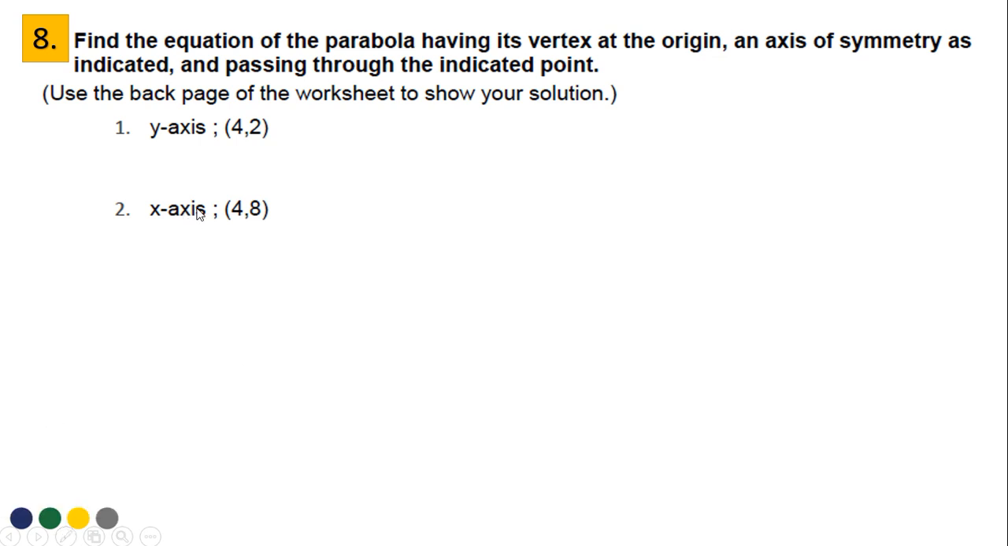Find the equation of the parabola having its vertex at the origin. So sabi niya doon, the vertex is at the origin, and the axis of symmetry is as indicated, passing through the indicated point. So y-axis, we have 4, 2. First, we need to identify what is the value of x and what is the value of y. Here, the value of x is 4. The value of y here is 2. Then, since the vertex is at the origin, we have two possible answers.